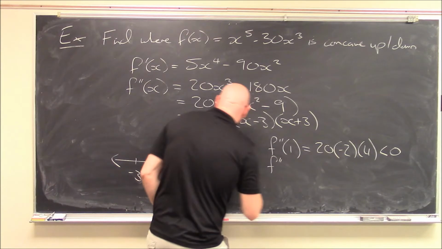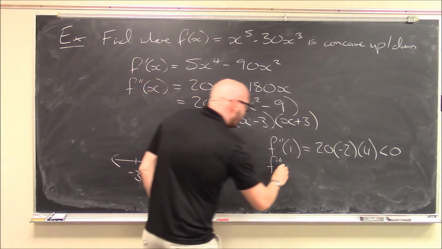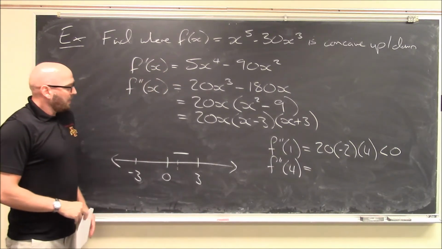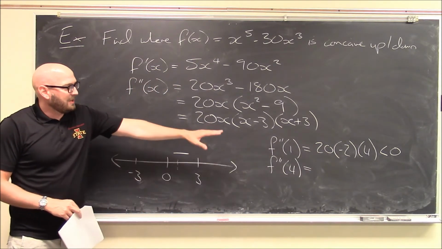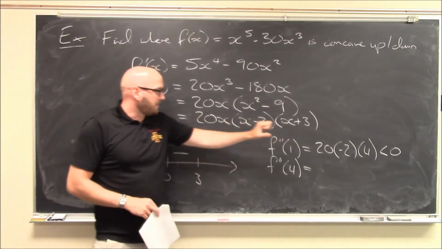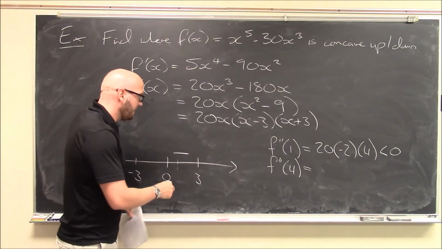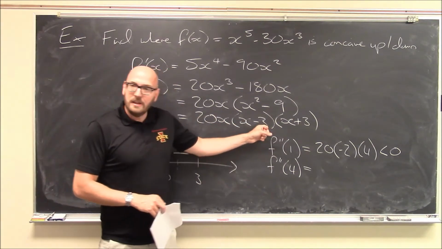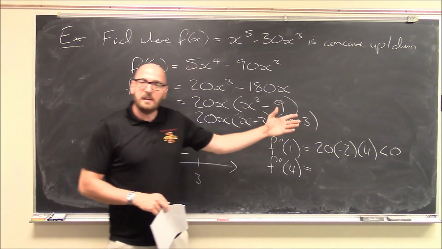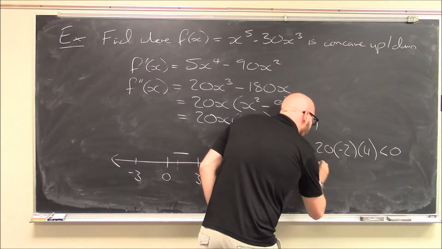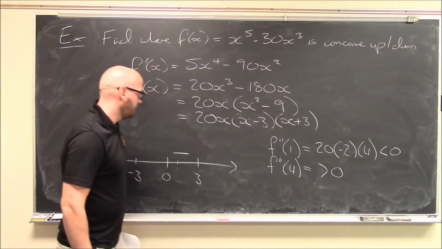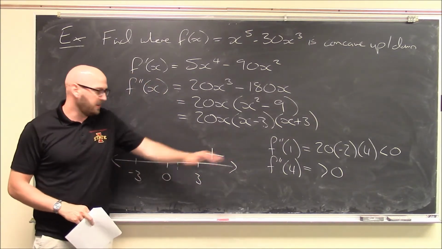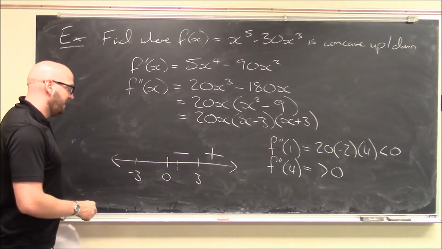We'll plug in another number, something bigger than 3, how about 4? Well, now let me not plug in these actual numbers. Let's think about doing this in our head, right? It's actually very obvious what happens. If you plug in 4, I have 20 times 4 is positive, 4 minus 3 is positive, 4 plus 3 is positive, so this is something that's definitely bigger than 0. So we plugged in 4 and we saw it was positive at 4, so it's positive from 3 to infinity. Means it's concave up there.